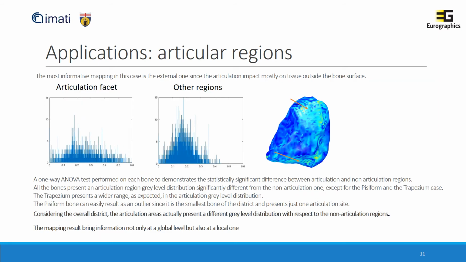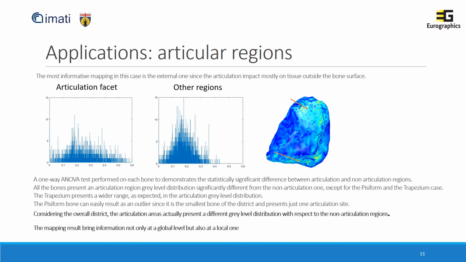What results from the analysis of external mapping in this case is that in correspondence of the articulation region, the gray levels of the texture have a wider range, touching also brighter values. This is coherent with the tissue composition of the articulation capsule between two bones. This means that the mapping method brings information not only at a global level, but also at a local one.